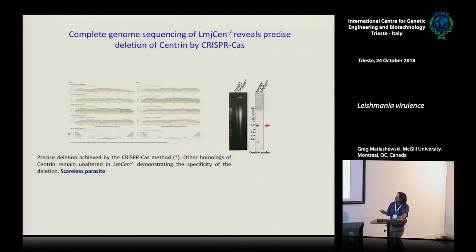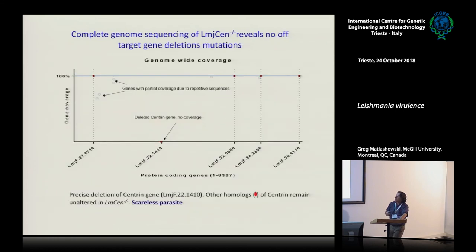So it's been removed. Then we sequenced the whole genome to see if any other genes were gone, just to make sure that it's only the centron gene that was gone. This is sequencing across the genome. This is a blue line, but in fact it is made of dots, and each dot is an individual gene. You can see the gene coverage is 100% from chromosome 1 to chromosome 36 right across here. But for this gene, there's no coverage. It's 100% here, it's 0 here. And this is the centron gene that's been removed. So the rest of the genome is fine, but just the centron gene is gone.